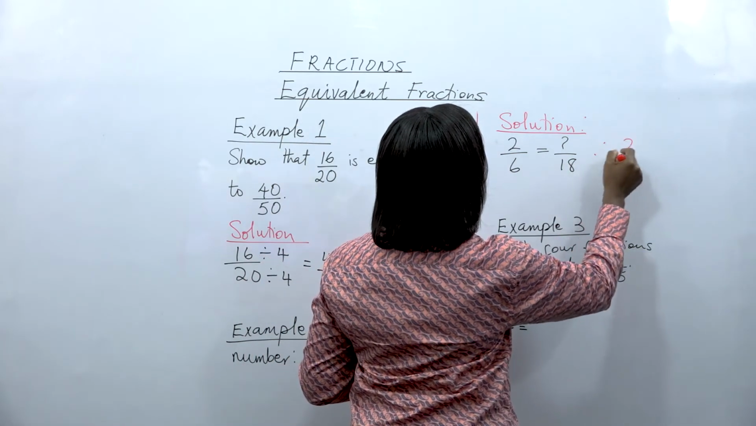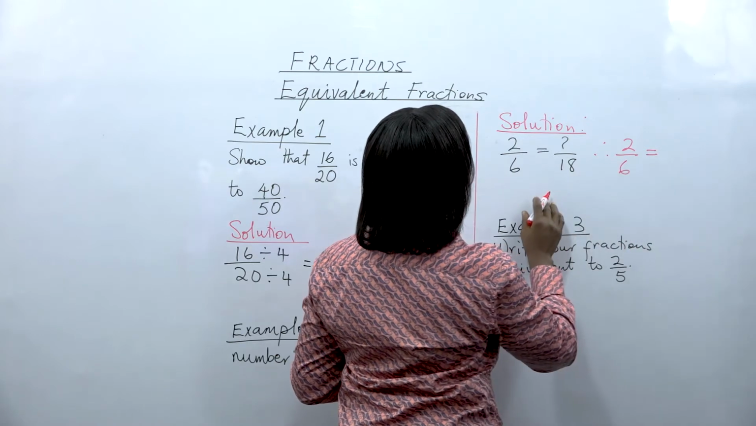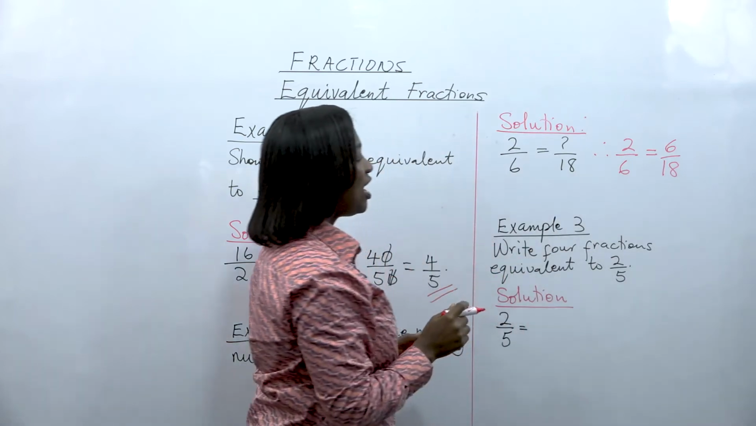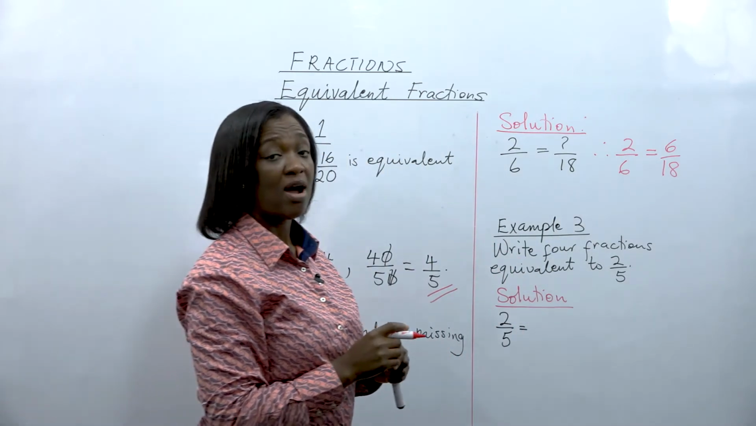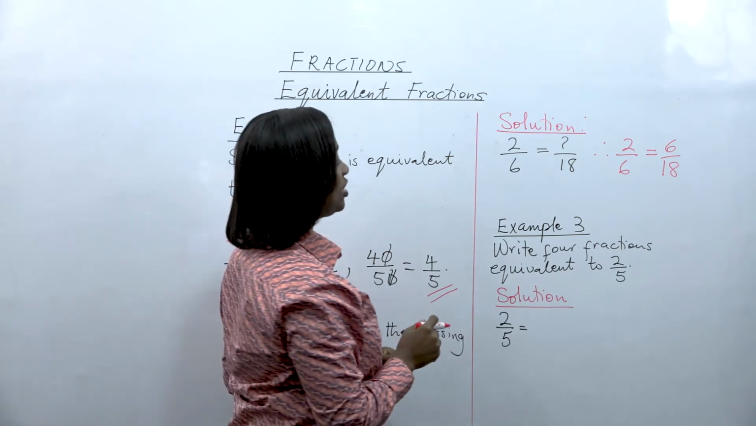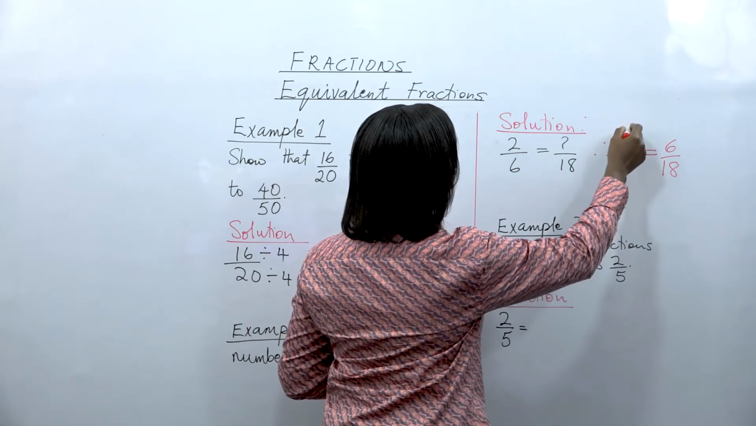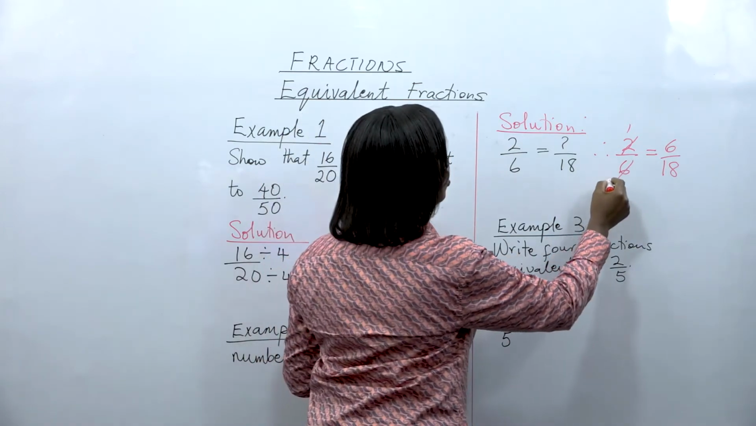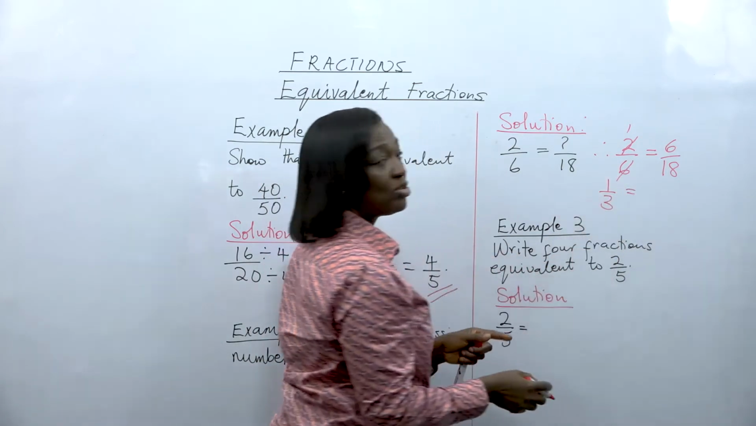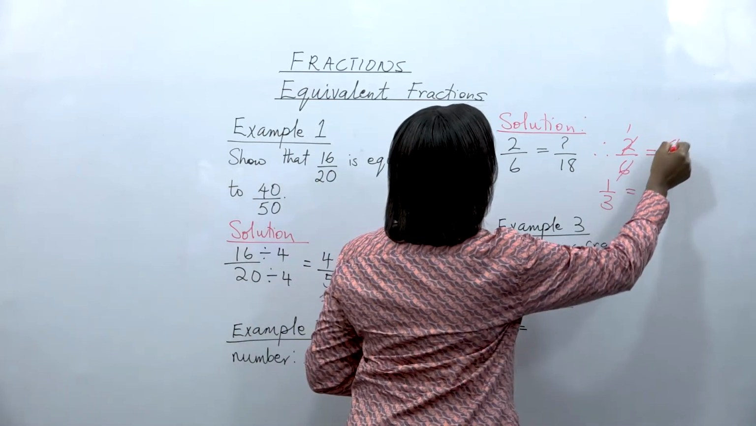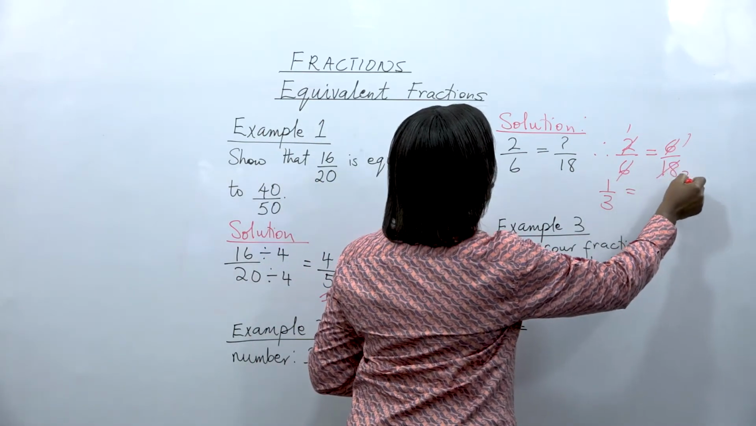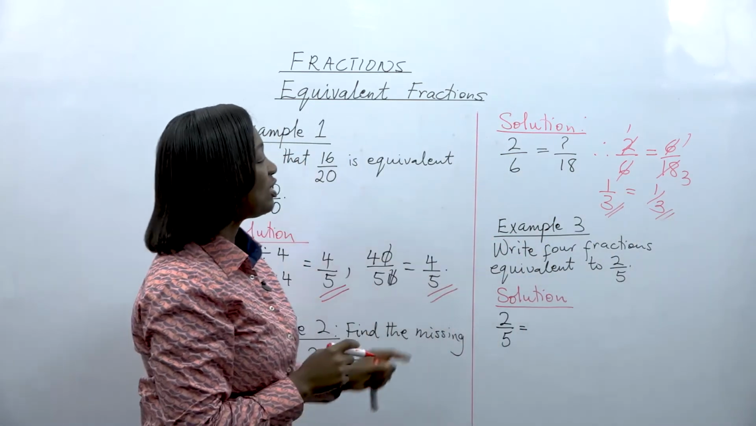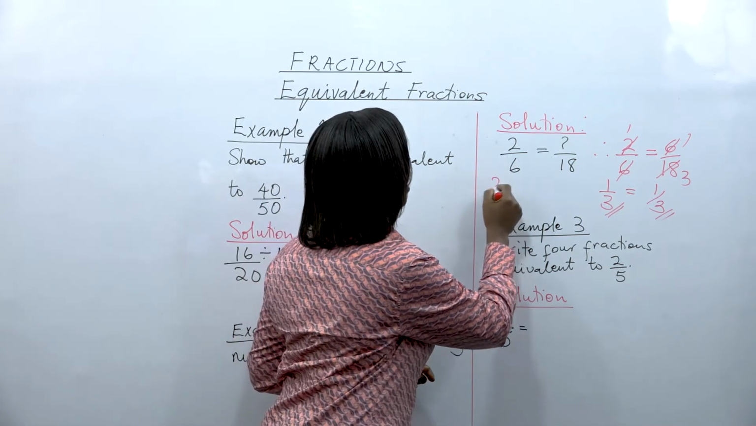Therefore, 2/6 is equal to 6/18. And if you want to check if both of them are equivalent, let's reduce them to lowest terms. 2/6, if you divide both by 2, you get 1/3. And also, 6 in 6 is 1, and 6 in 18 is 3, so that's 1/3. So as we can see, 2/6 is equivalent to 6 over 18.